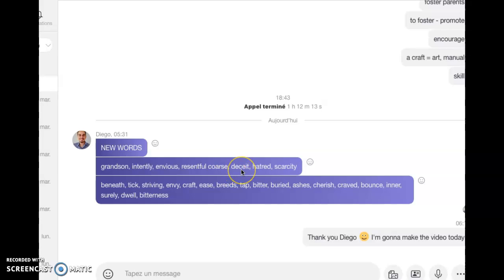Deceit. Well, deceit is when you're disappointed by something. Deceitful, you know. So deceit can be a noun. It's like deception in a sense. It's like there is too much deceit in society, or it's like deception. You are disappointed by how people behave, what they do, etc.